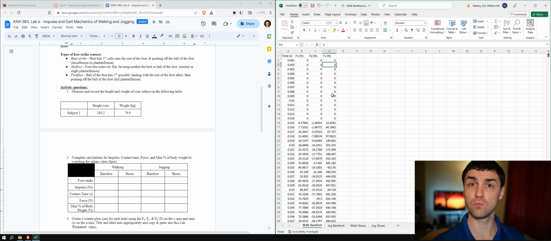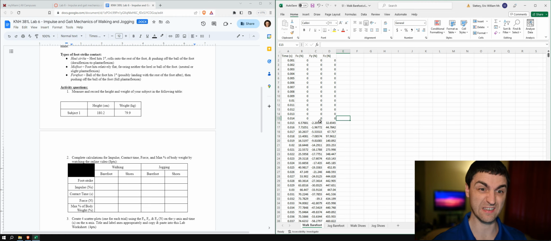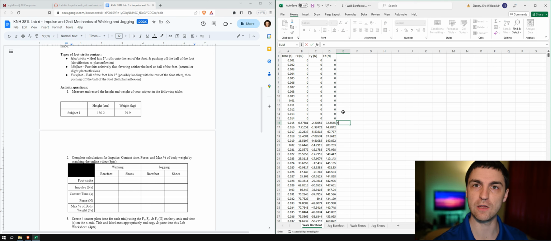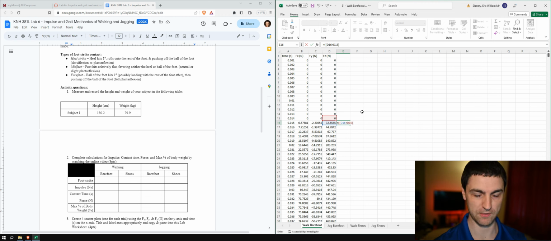Cool. So when the force plate for Fz is reading 0, that means that person is not on the force plate. So we're going to figure out the impulse of this. We'll start right here, right before our person stepped onto the plate. So let's start our impulse calculation right here: equals, 2 parentheses, the value immediately right next to us, then plus, close 1 parenthesis, divide by 2, then multiply that by the difference in time.